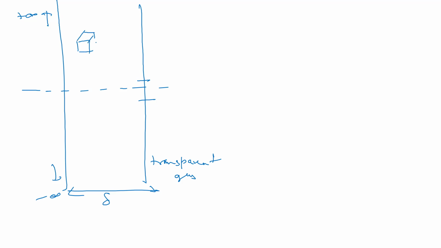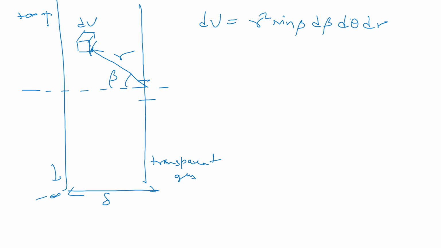Now let's take an infinite slab which has the thickness of delta. This is a slab of transparent gas. And there is one point where we have to find the flux, and there is one infinitely small volume dV which makes an angle beta, and it is located at distance r. So in spherical coordinates, dV will be equal to r square sine beta d beta d theta dr, not theta, d phi.